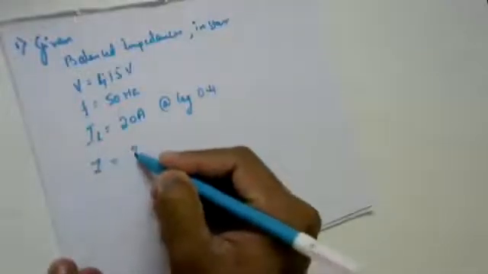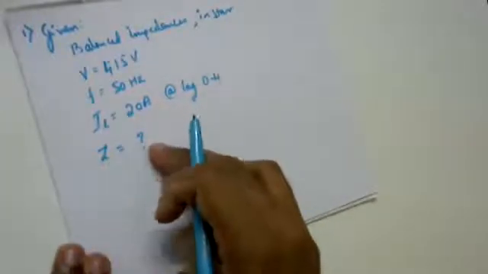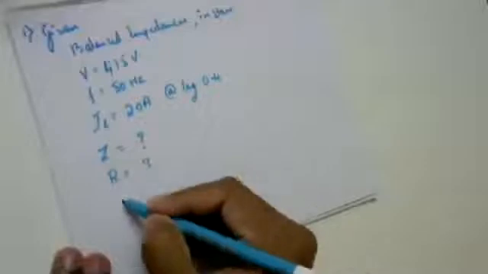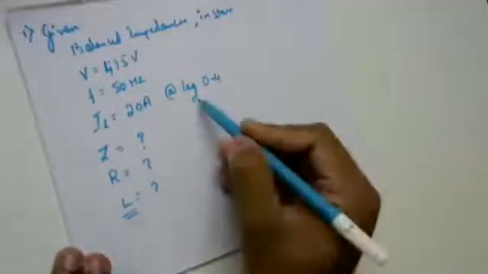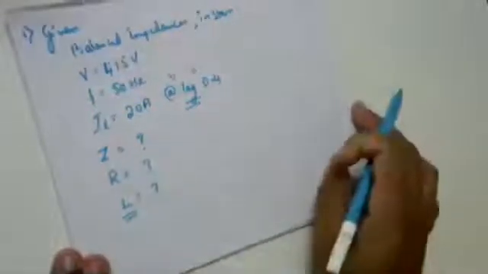So he's asking us first the value of impedance. Then he's asking for impedance parameters. Impedance parameters means R and L. Now how did I say that this is L? Depending upon the term lagging. So this was a key term for me to identify the nature of the load. Okay, so now we'll draw the circuit for your reference.